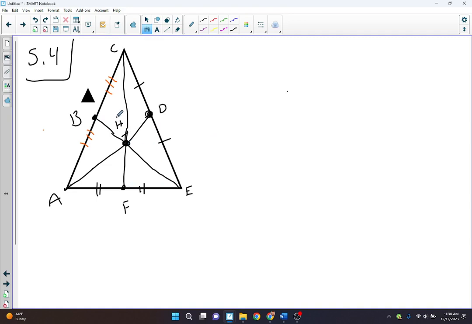In this scenario, let's take one median at a time. Let's take this median, BE. BE, being the whole thing, is equal to the two pieces together, BH plus HE. That's the segment addition postulate.